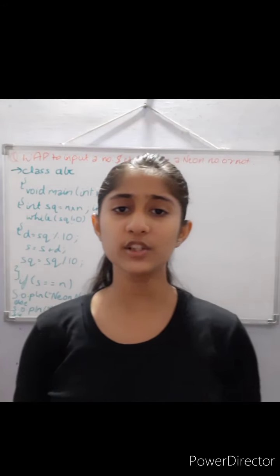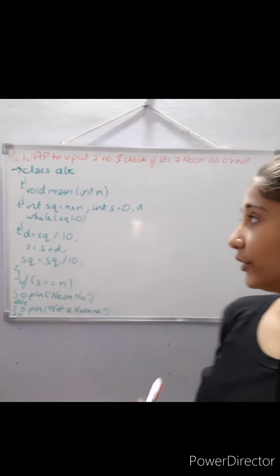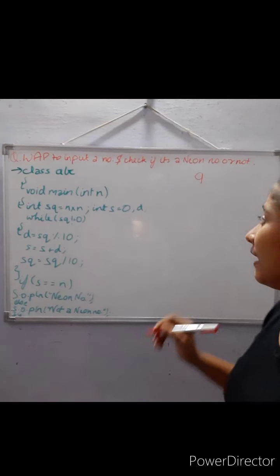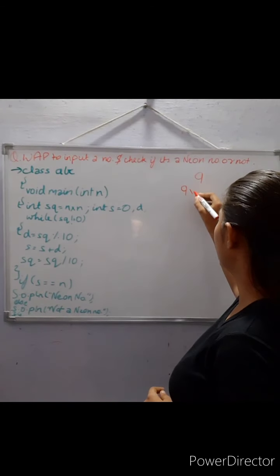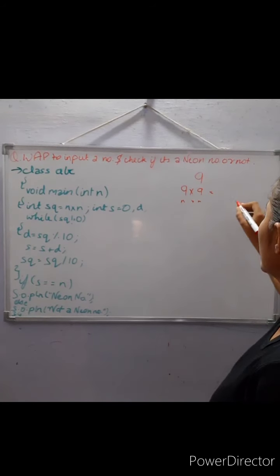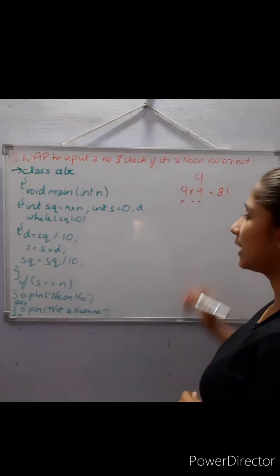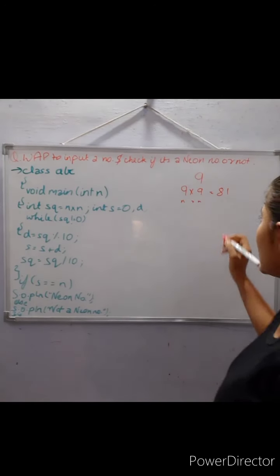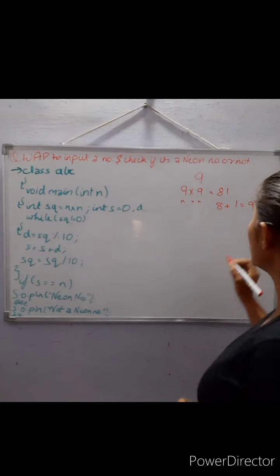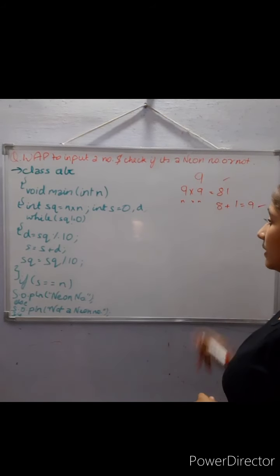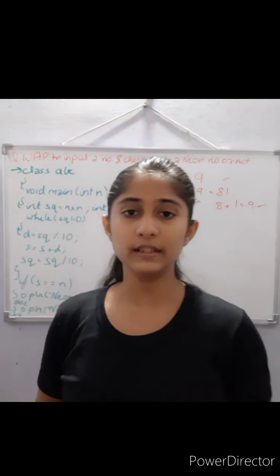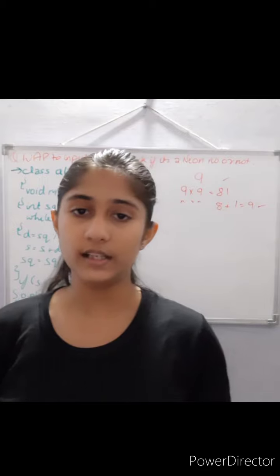So firstly, we should know what a neon number is, and to figure that out, let's take any number, for example 9. Now we are going to take the square of this number, which is n into n. The square of 9 is 81. Now we are going to add its digits. So 8 plus 1 gives us 9. If this number and the number entered are the same, we can say that the number is a neon number. Otherwise, the number is not a neon number.